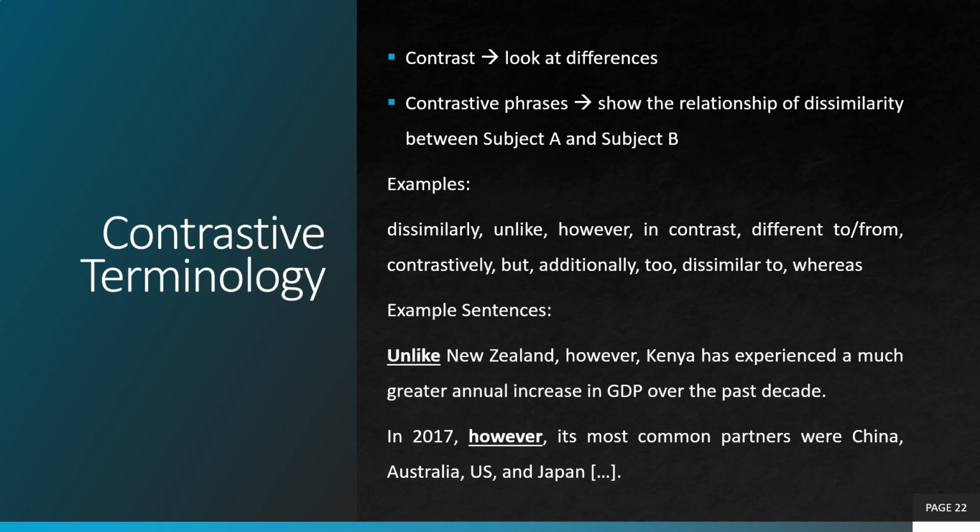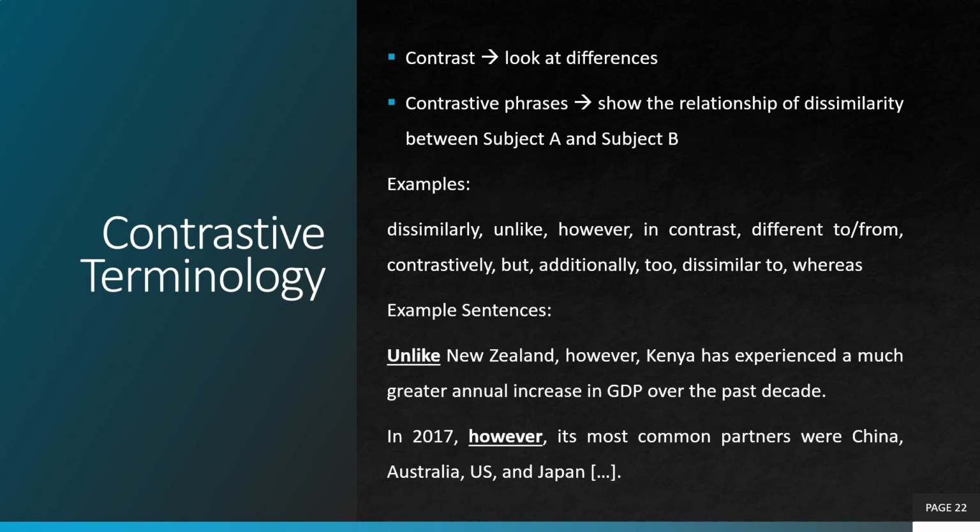Contrastive terminology looks at differences. Contrastive phrases show the relationship of dissimilarity between subject A and subject B. You can see some examples in the middle of the screen and example sentences.